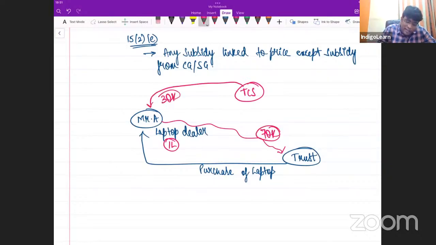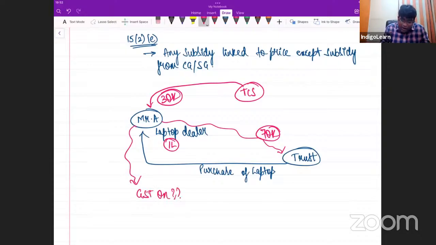Now, balance 30,000. Tata told that 70,000 only you charge from the trust. Balance 30,000 I will give you. So, what did Tata say? Tata told Mr. A, my dear Mr. A, from the trust, please collect only 70,000. Balance 30,000, I will give. Now tell me, in this case, from Mr. A's point of view, GST will come on what value, sir?